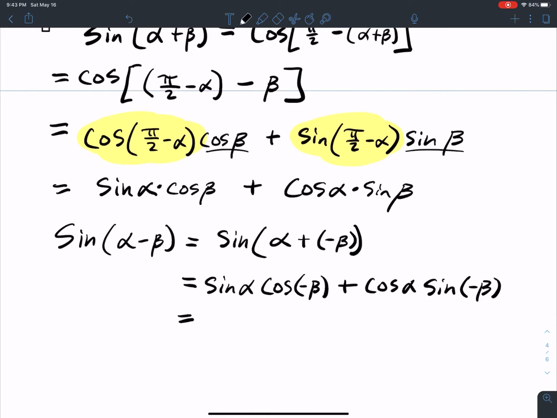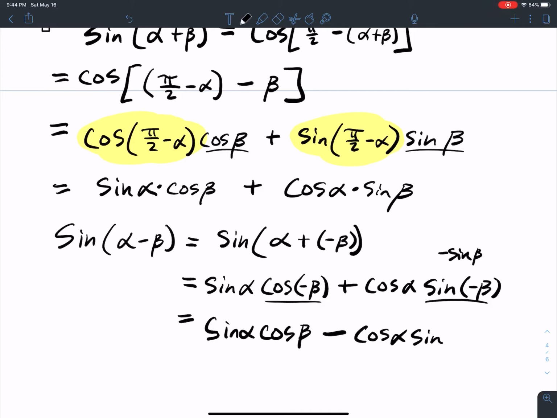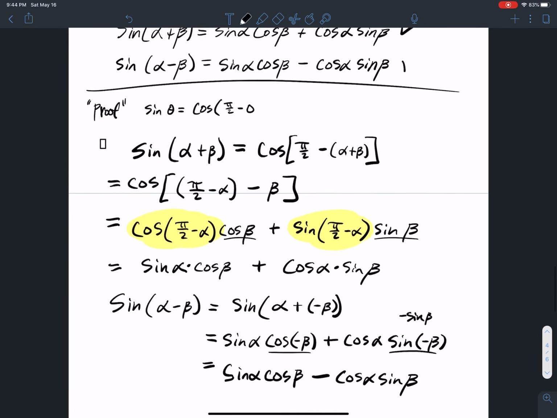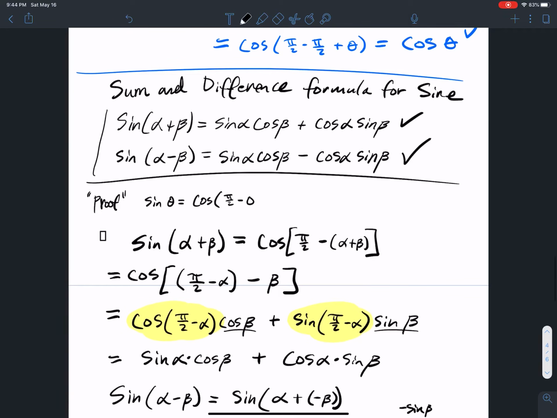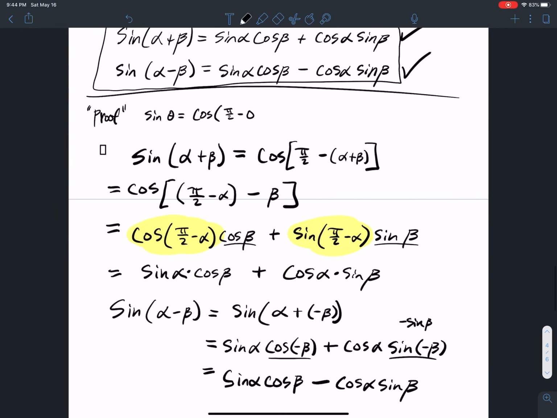And what do I know? Since this is even, this becomes the sine of alpha cosine of beta. And since this is odd, that becomes the negative sine of beta. So that negative distributes, and I have the cosine of alpha sine beta. Negative and a positive making negative. Therefore, that completes the proof for that second part right there. Even and odd functions help me get those. So two more to put in your tool belt. All right, so we're racking them up.